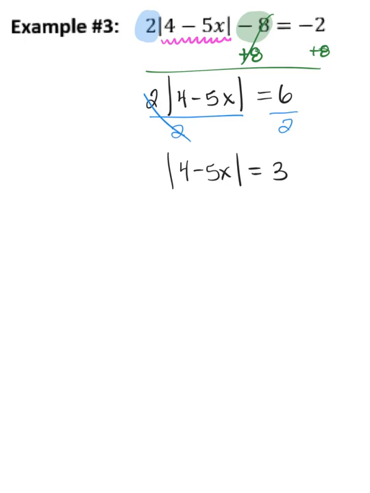Okay, so just a little bit of setup work. Remember, always get the absolute value bars by itself. Now I want you to split into the 2 equations. So notice the absolute value is equal to 3. So that means we are 3 spaces away from 0. So think on the number line, where could we end up? We could be at 3, we could be at negative 3.